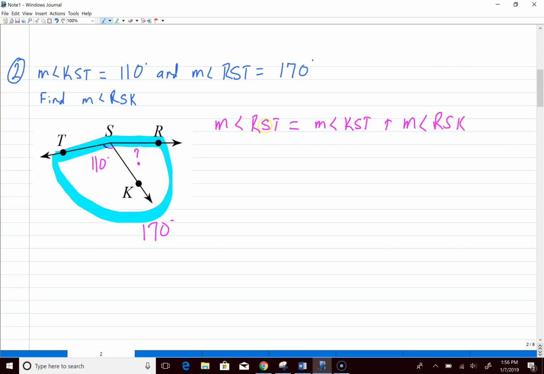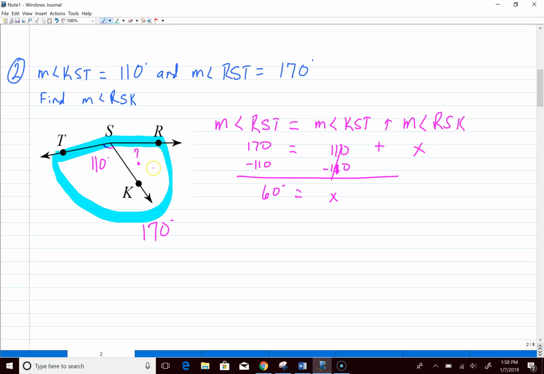Do you know what the measure of angle RST is? Yes, RST is 170, is equal to the measure of angle KST. Do you know what KST is? KST is 110, plus the measure of angle RSK. Do we know RSK? No, so we call that X. So to solve for X, we'll subtract the 110. So 170 minus 110, well, that's 60. Equals X. And X is the RSK, so then you know this is 60.